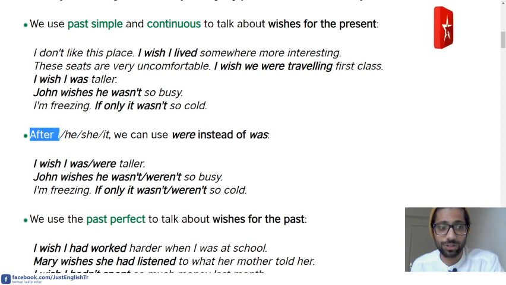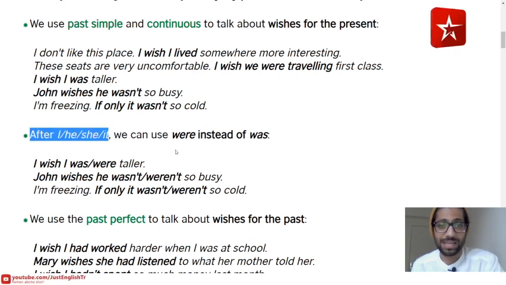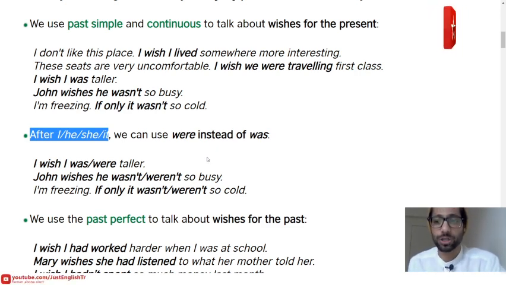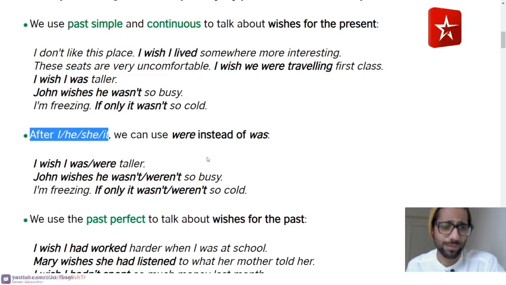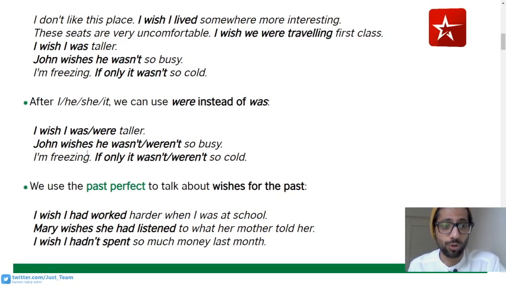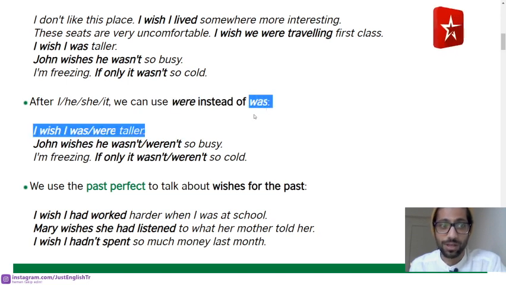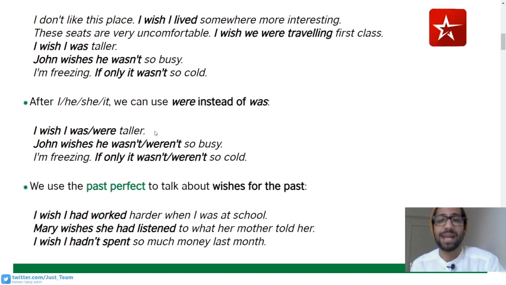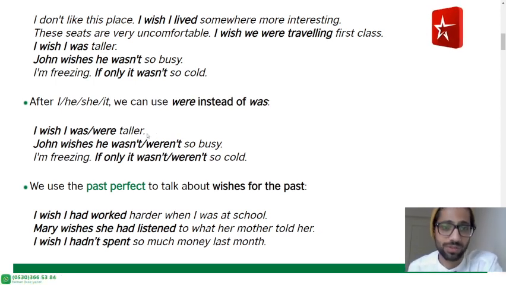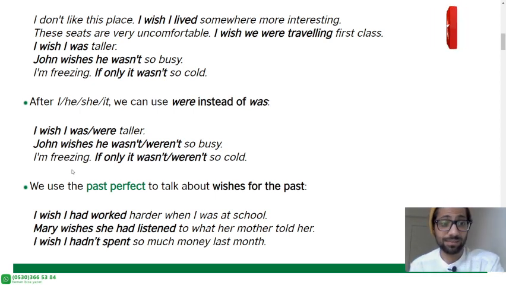Here in the English language, before we were using he was, she was. Here you can use were instead of was. Now here, when I'm talking about the exception in grammar, there are always exceptions. Nothing is the same. So John wishes he wasn't or he weren't so busy. Again, you can use were instead of was. If you ask me why, it's because of the language and how wide it is. I'm freezing. Present continuous. If only it weren't so cold.